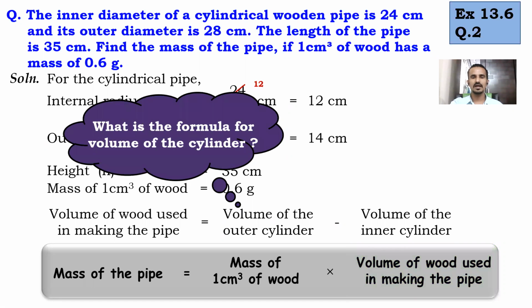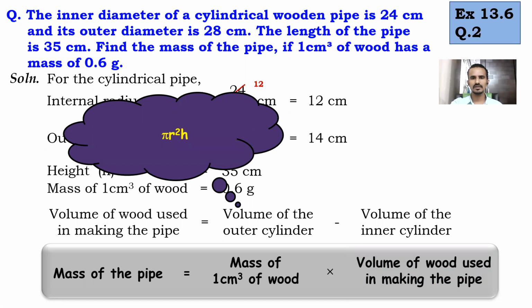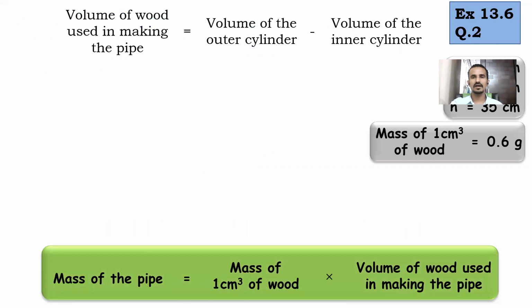Let's calculate this. For the volume of the outer cylinder, we will directly use the formula for the volume of a cylinder, that is pi r square h. For the outer cylinder, there will be capital radius, capital letter R, and for the inner, it is small letter r. So write down this thing. Volume of wood used in making the pipe is equal to volume of outer cylinder minus volume of inner cylinder.